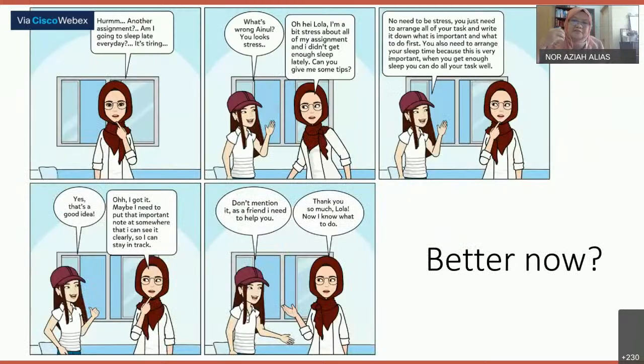Okay. Now, in December, I asked them to do this again. Not in December, I think in October. So I see a slight shift among the students. Look at what this girl is putting in her comic strip. She's asking, you look stressed, sorry. You look a bit stressed.